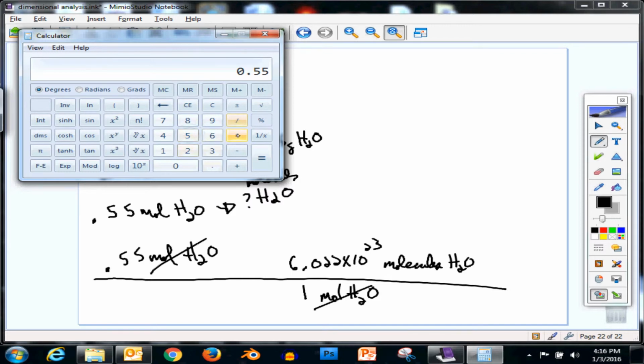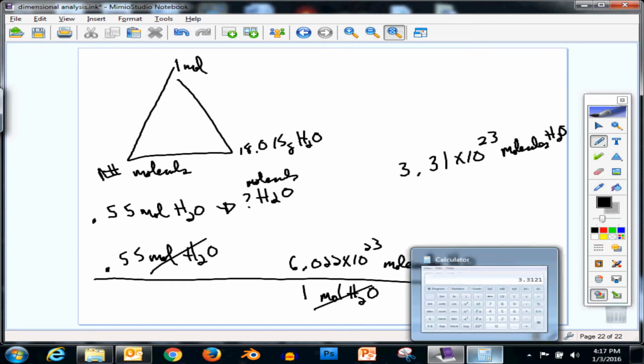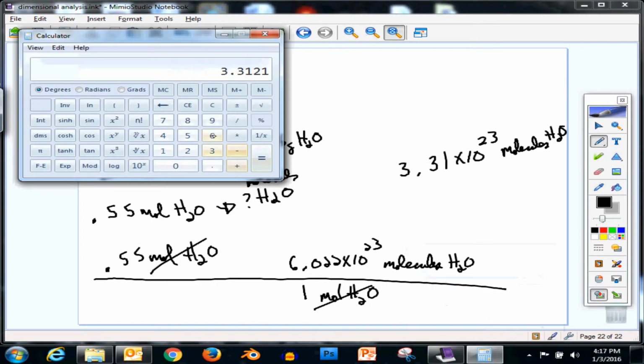So remember from what we did earlier, there are 2 ways to do this. The easiest way that I find, honestly, especially after doing the Bohr model, is to just go 0.55 times 6.022. Do the numbers first. Equals 3.31 times 10 to the 23rd molecules of H2O. Okay? And now you have the correct answer.